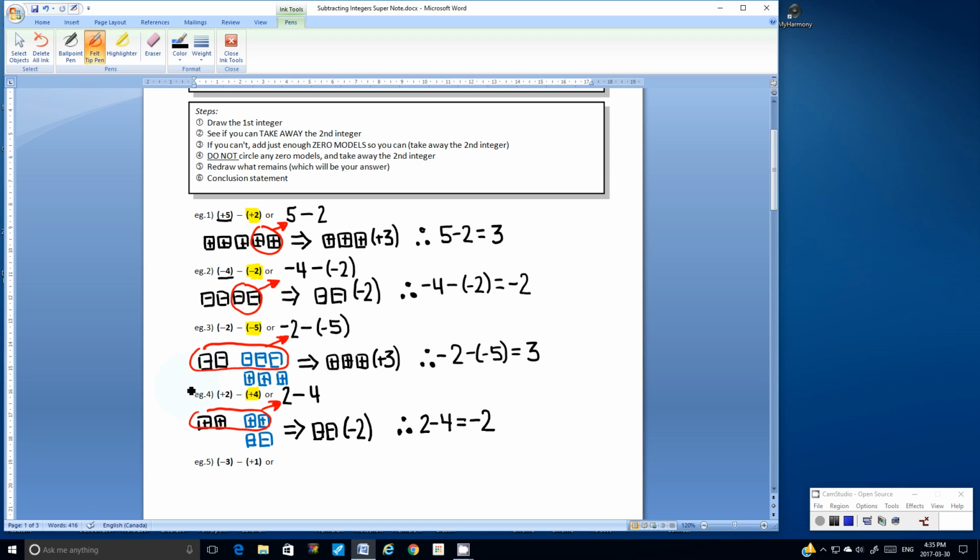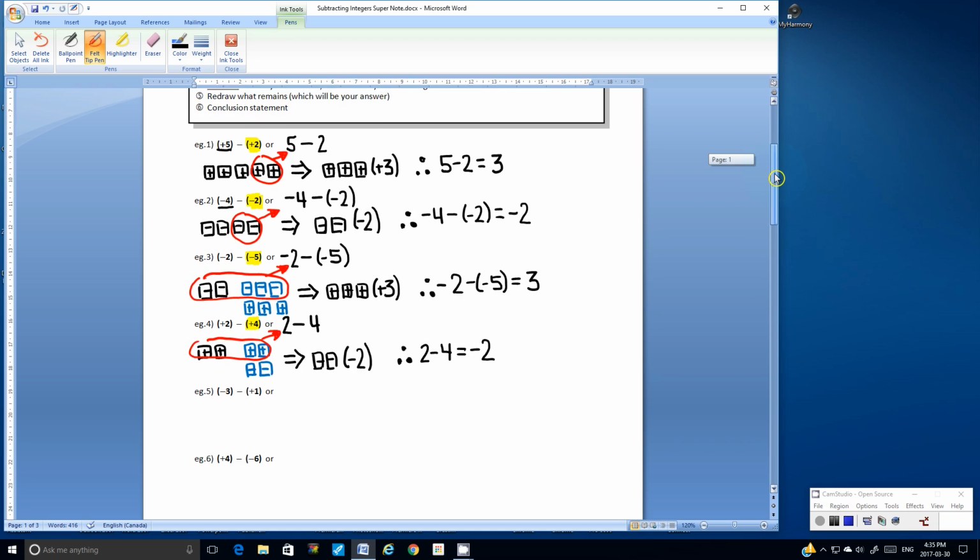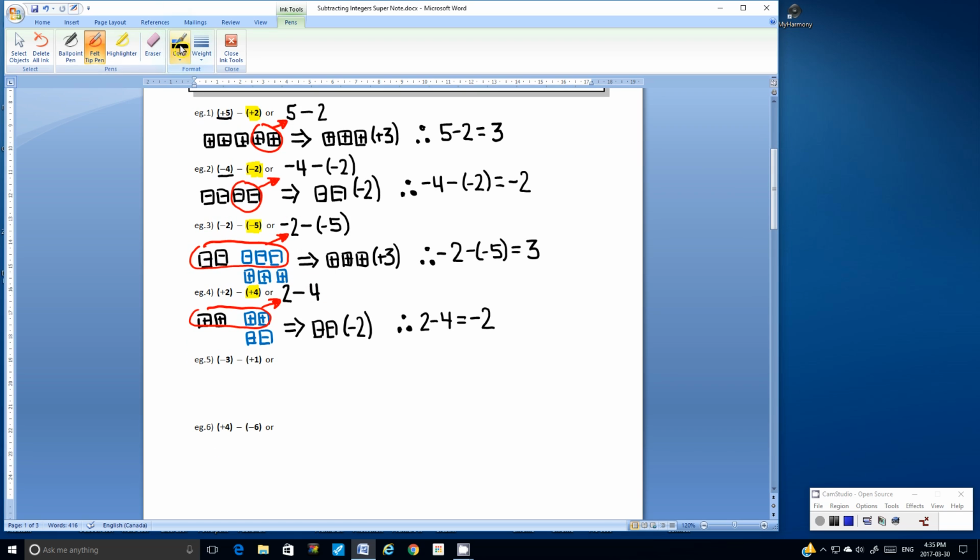Okay, so we had 2 questions that were similar, where we had to add 0 models to take away the second integer. Right, let's go to example 5. All right, let's rewrite our question in standard form.